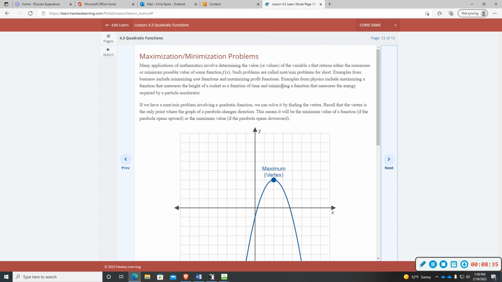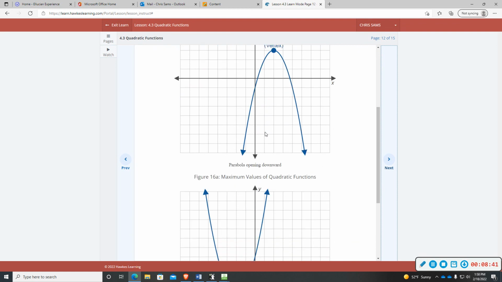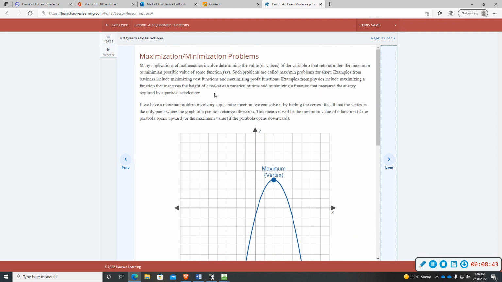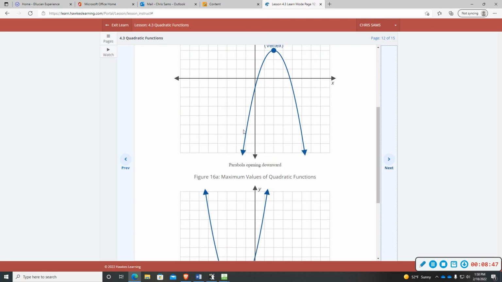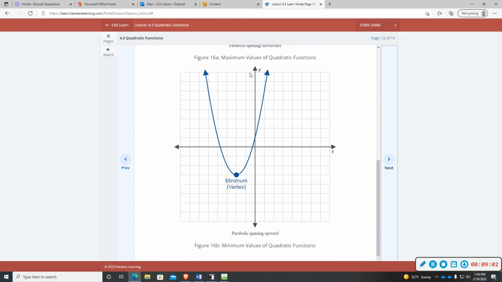Maximum and minimum. Okay, so that basically deals with quadratic. We're going to find the max or minimum. I don't think there's anything special that we need to point out. If your function is negative, the leading coefficient is negative, your graph will be opening down, you will have a maximum. If your leading coefficient is positive, it will open up, you will have a minimum.